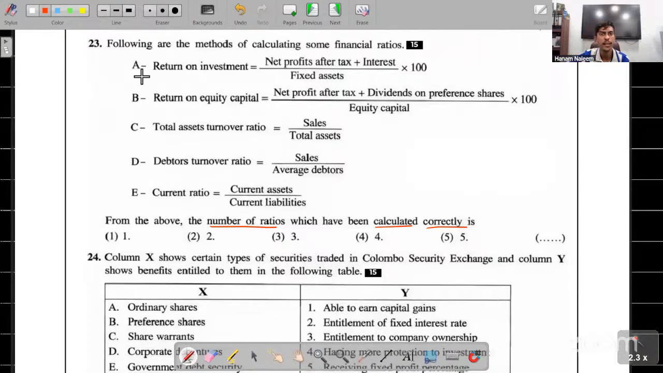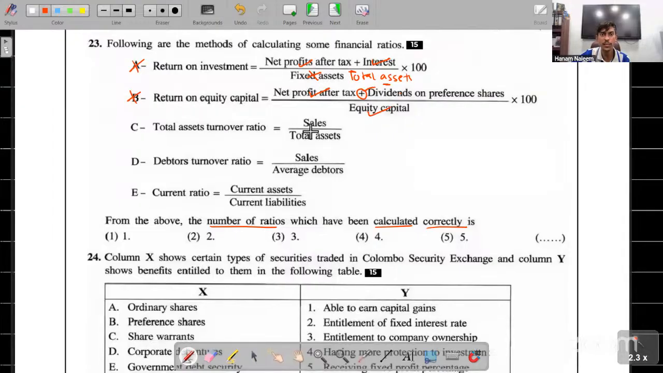One by one. First one, return on investment: net profit after tax plus interest is correct, divided by fixed assets is wrong. Return on investment, you divide by total assets. Fixed assets are only non-current assets. So the first one is wrong. B, return on equity: net profit plus tax correct. Plus the dividends on preference shares wrong. Dividends on preference shares is correct, but what's wrong here is it's not plus, it should be minus. Equity capital is also correct. So that is also wrong.